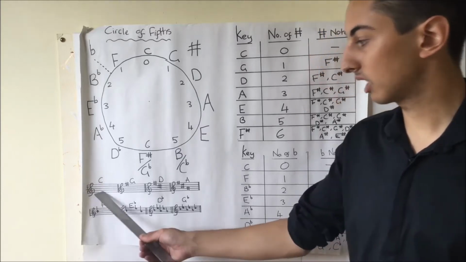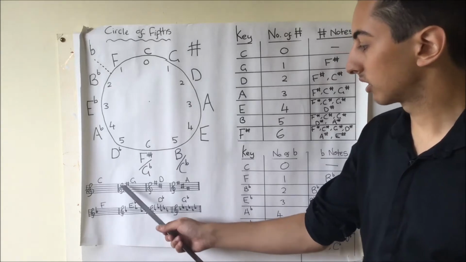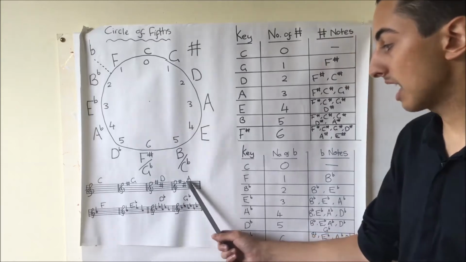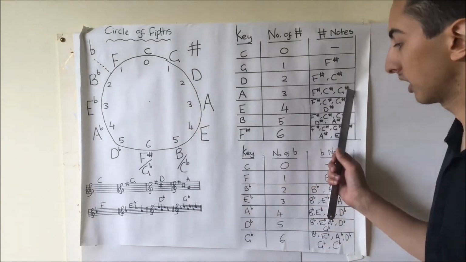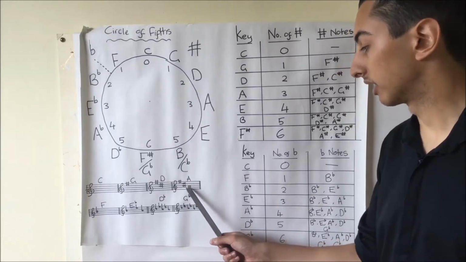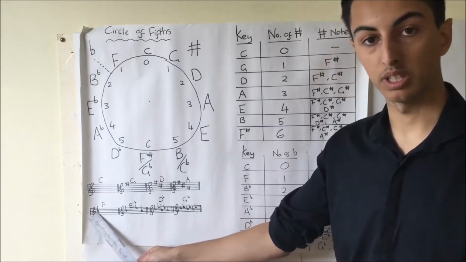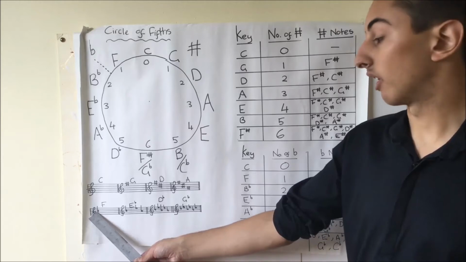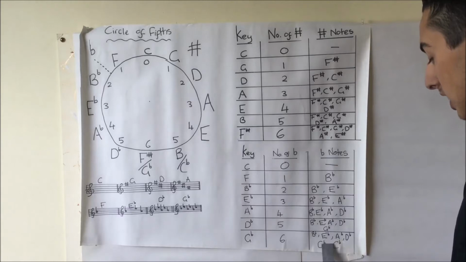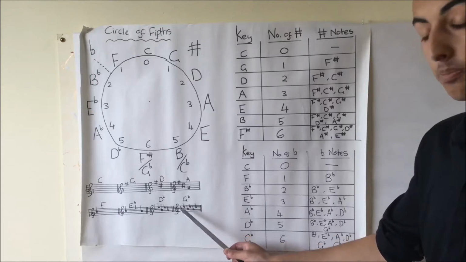So we can see that the key of C has no sharps or flats, so there is nothing there. But the key of G has 1 sharp, which is F sharp, so on the F line we write the sharp symbol. The key of A has 3, F, C and G, so we write sharp symbols on the F line, the C line and the G line. It's exactly the same for the flats. The key of F has 1 flat, which is B flat, so we write the B flat symbol on the B line. The key of G flat has 6, B, E, A, D, G and C, so all of those flat notes are written on the respective lines.